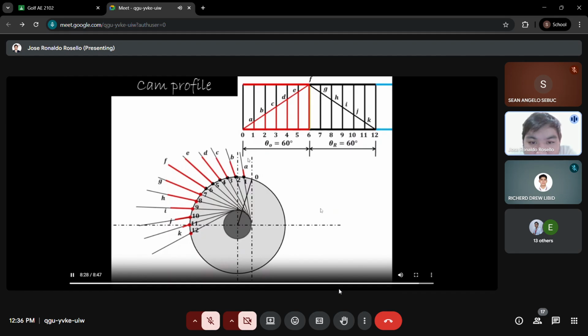Tapos ita-trace na lang natin siya. 2B distance, that also we have transferred. And now draw a smooth curve passing through the points A, B, C, D, E, F, G up to K. And this is the cam profile in case of the offset knife edge follower. So in this way we can draw the cam profile in case of the offset follower.